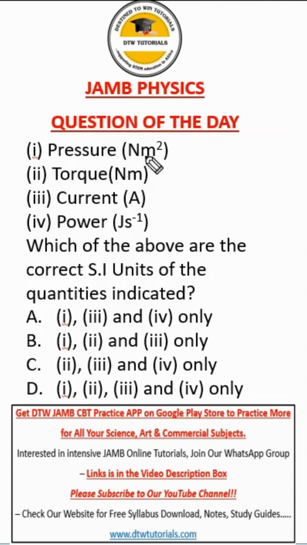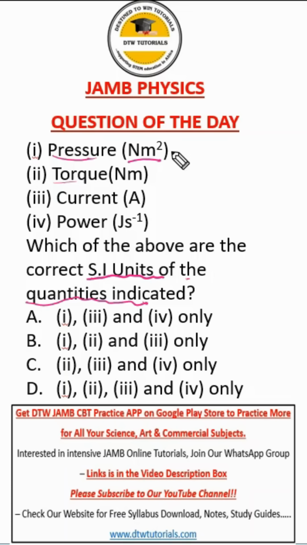It says pressure, you have this, you have torque, it has this, you have current, you have power here. It says which of the above are the correct SI units of the quantities indicated. So these are the quantities and these are the SI units. So we have to confirm which of them is correct.